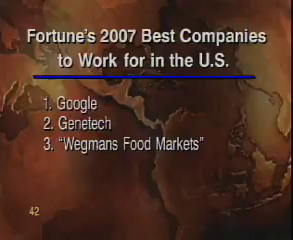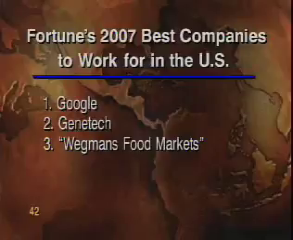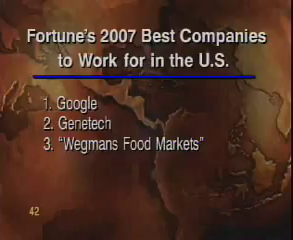Second on the list is Genentech, a drug development and research company based in San Francisco, California. But the surprising entry, which was third on the list of best companies to work for in the United States, is a grocery store that most people outside of Rochester, New York, and a few mid-Atlantic states have never heard of. It's named Wegmans Food Markets.